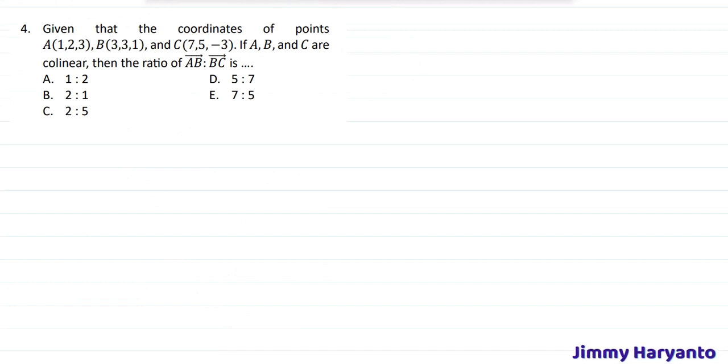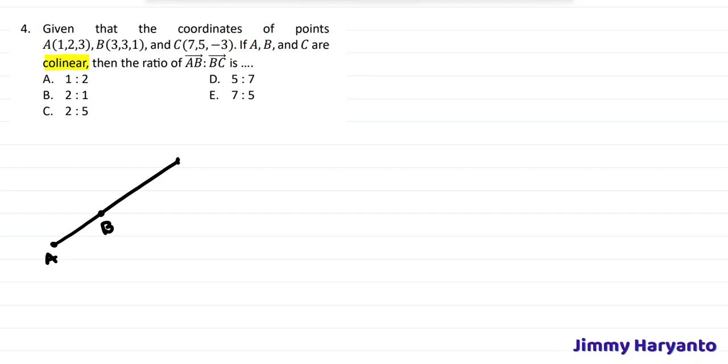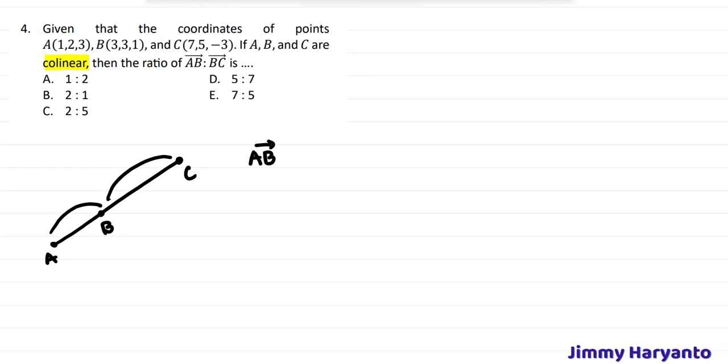Next is question 4. We have 3 points, and the question says the 3 points are collinear. That means we have to use the formula of collinear. Let's say this one is A, this one is B, and that one is C. That means the question wants you to find the ratio of AB and BC. So AB over BC.